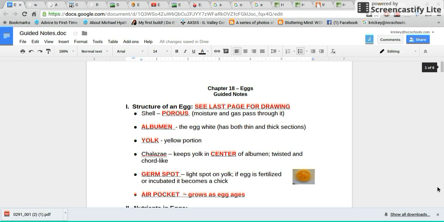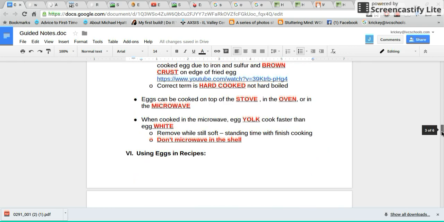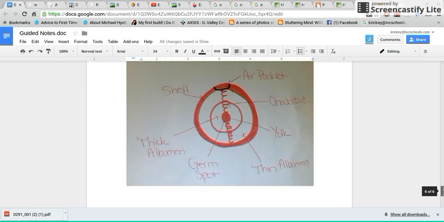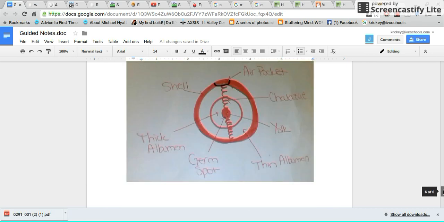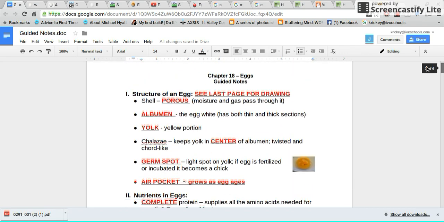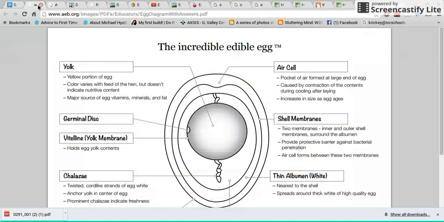All right, so the first thing, make sure you notice on your notes that I said see the last page for drawing. The last page of your notes has a hand-drawn picture of an egg right there. You do need to draw this and make sure you are able to draw this for our test, okay? So I'm going to go through the different parts. I'm actually going to look at a different website while we're doing this, just to give you a different image. But the first thing I want you to see is here's our egg, okay?